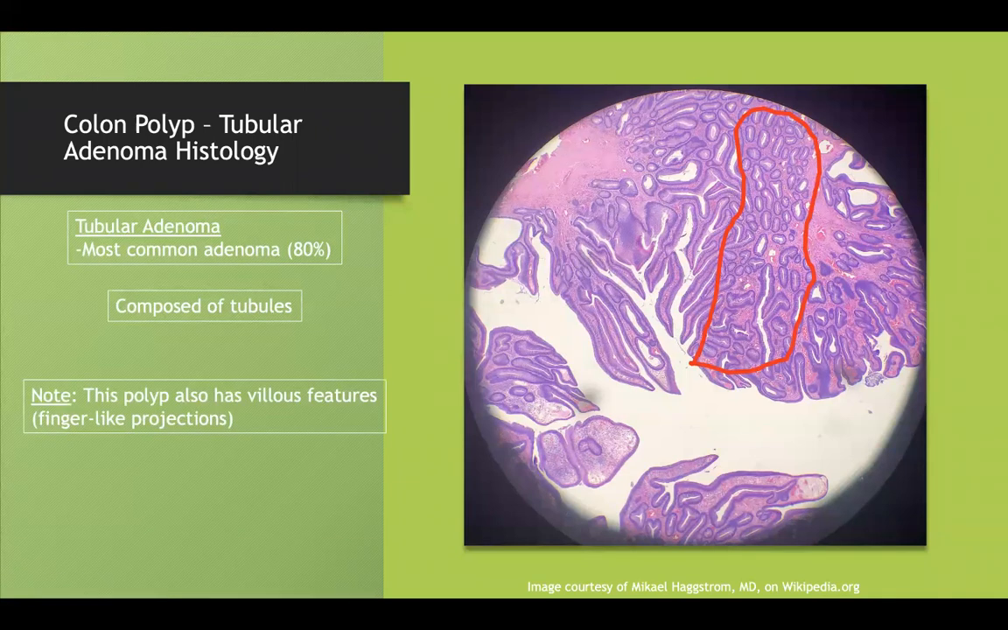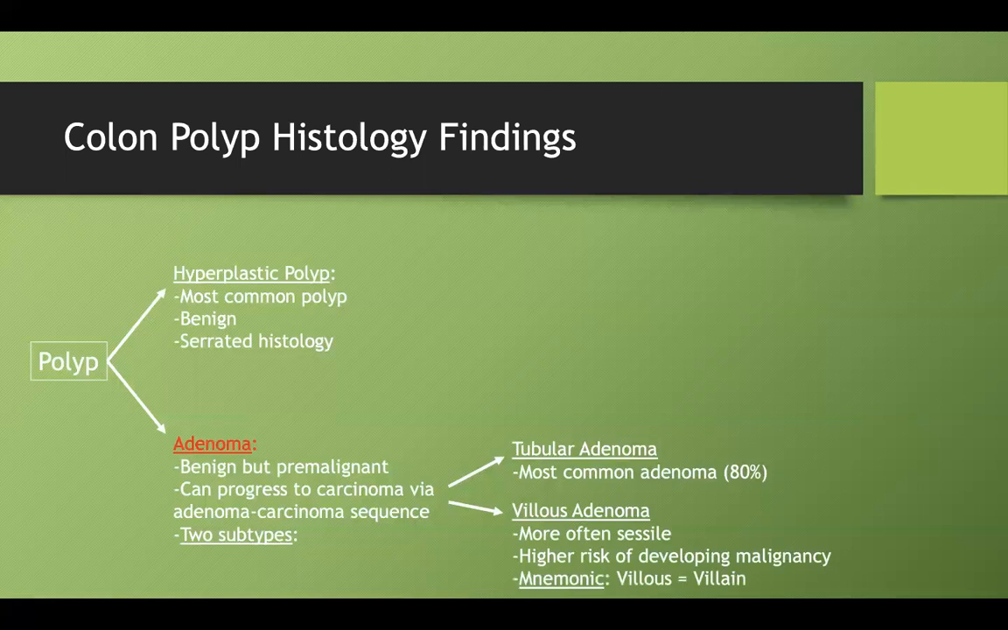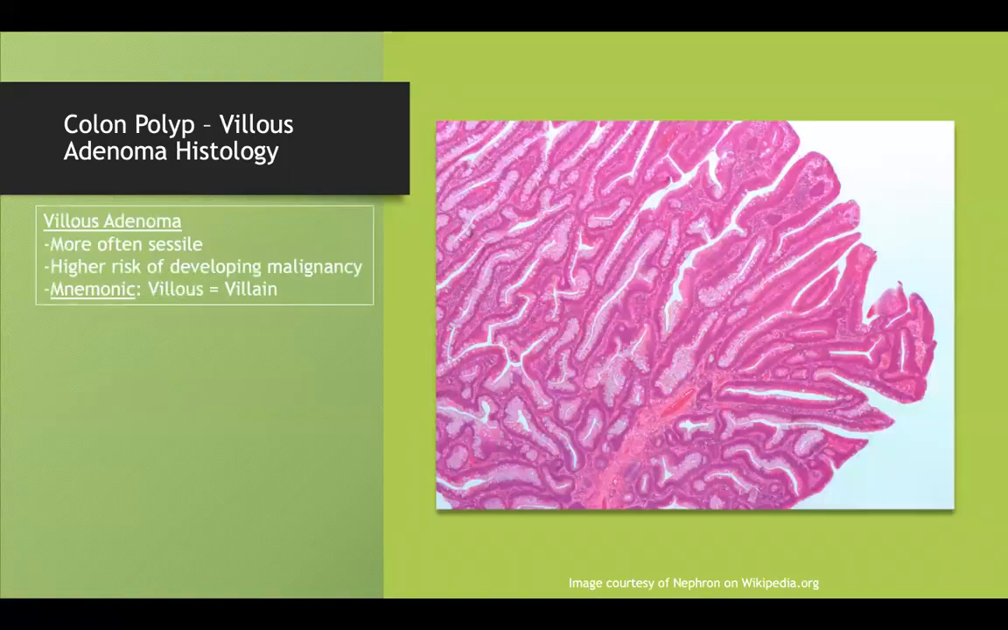I just want to point out that this polyp is probably tubulovillus because there is actually a villus portion right here. And we'll talk about what the villus looks like. The finger-like projection here typifies a villus adenoma. So villus adenomas are more often sessile, which again is even a worse risk factor, and they have the highest risk of developing malignancy. And we remember that because villus adenomas are the villains because they're causing cancer.